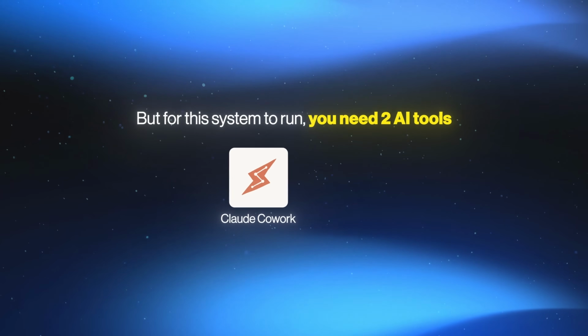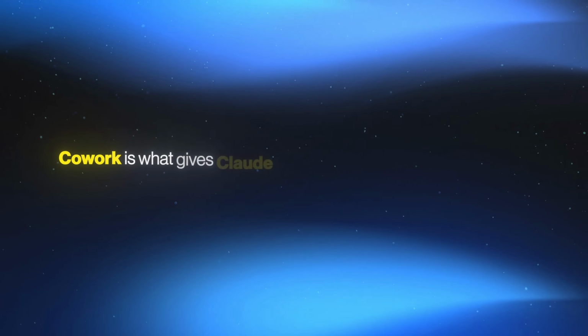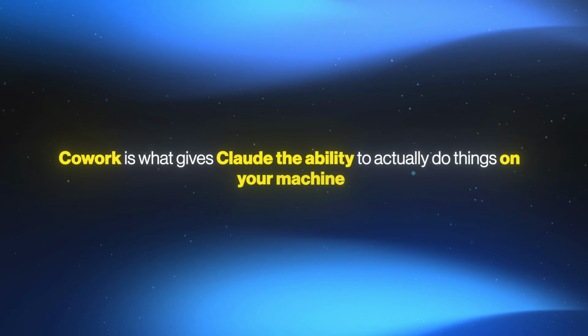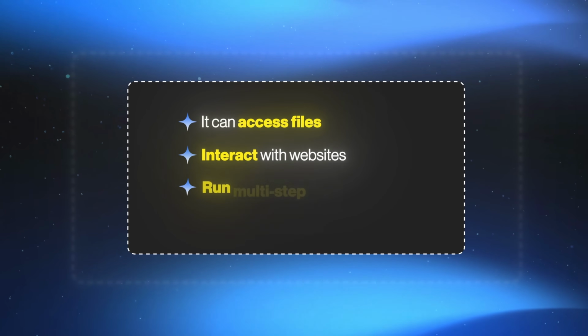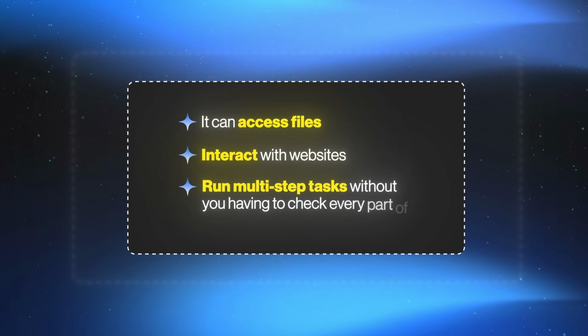But for this system to run, you need two AI tools, Claude Cowork and ArcAds. Cowork is what gives Claude the ability to actually do things on your machine. This is the AI agent, so it can access files, interact with websites, and run multi-step tasks without you having to check every part of the process.